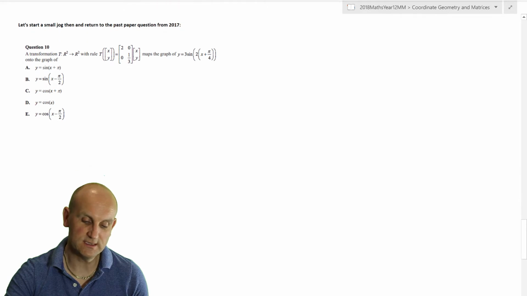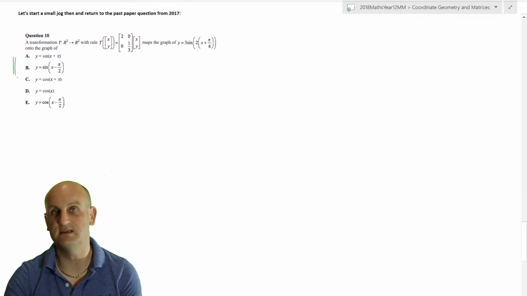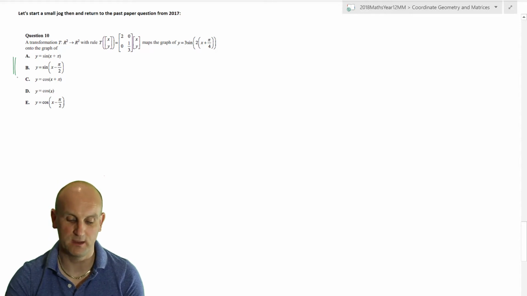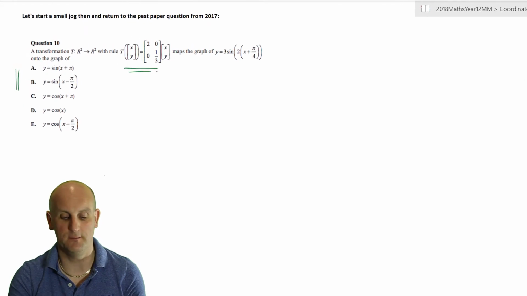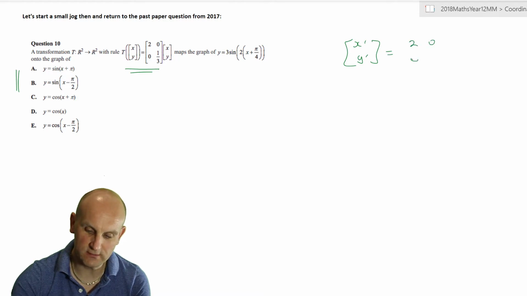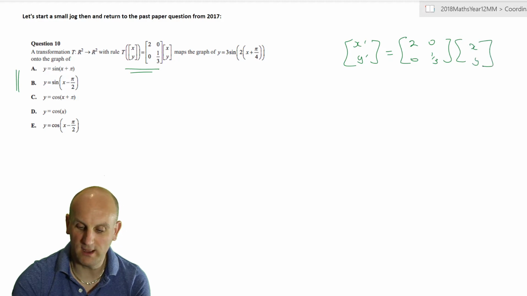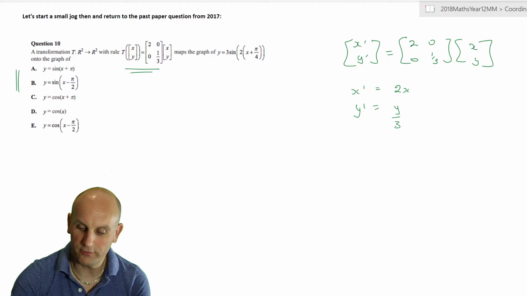Sadly, we've noticed that, yep, they don't do that. And here I'm going to go through the solutions of the 2017 and 2016 exam question. Same thing: I've got a transformation matrix that says (x dashed, y dashed) is given by the matrix 2, 0, 0, 1/3 times (x, y). I'm going to write those out longhand so that I can say that x dashed is given by 2x, and y dashed is given by y on 3.